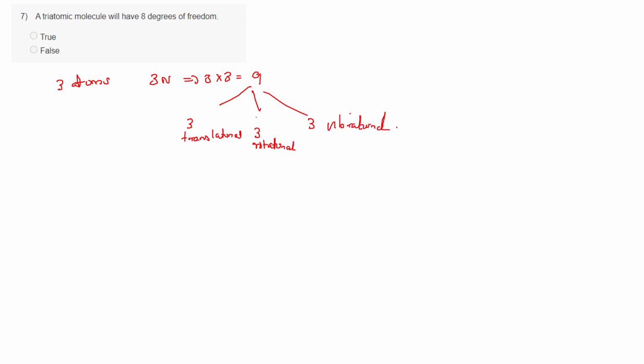So a triatomic molecule will have, in general, how many degrees of freedom? Triatomic molecule means 3 atoms. 3 atoms will have in general 3N degrees of freedom, that is 3 into 3, equal to 9. In those 9 degrees of freedom, it will be 3 translational, 3 rotational, 3 vibrational. Okay, so this statement is wrong, false. It is very easy.